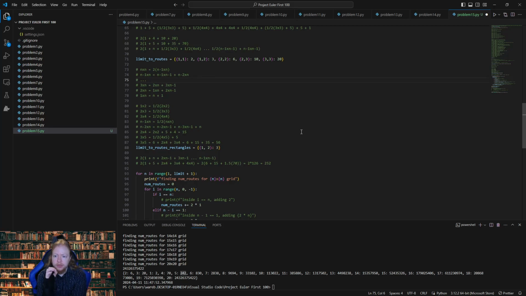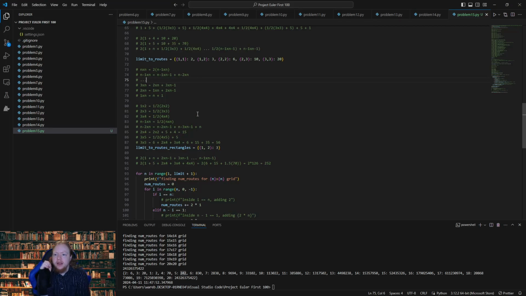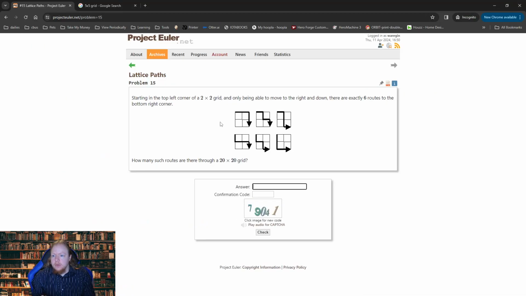So every grid of every size, we can represent these paths, these lattice paths, in terms of the two grids that are made up by deleting that upper right square. So like for a 2x2, we can look at it as two 1x2s.